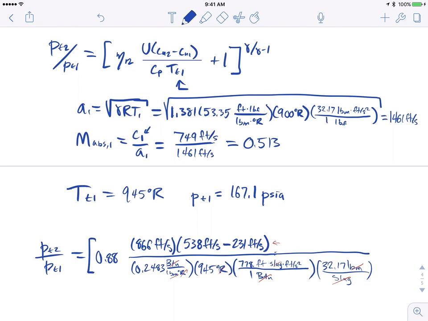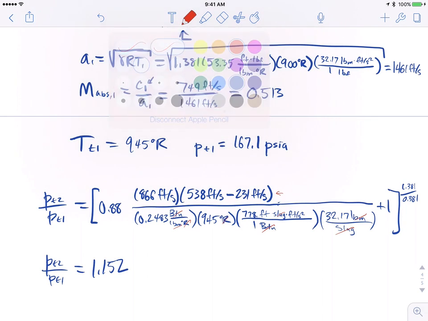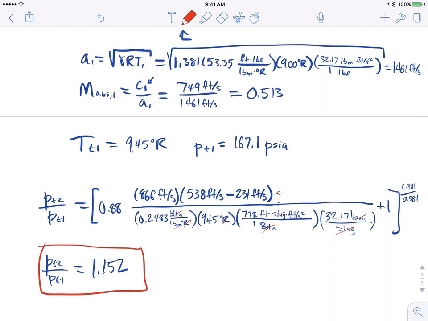And of course, that whole thing, we are adding 1, and then raising it to the gamma over gamma minus 1. So 1.381 over 0.381. And evaluating that, we'll get PT2 over PT1 is equal to 1.152. And so that gets us our total pressure ratio across the stage.